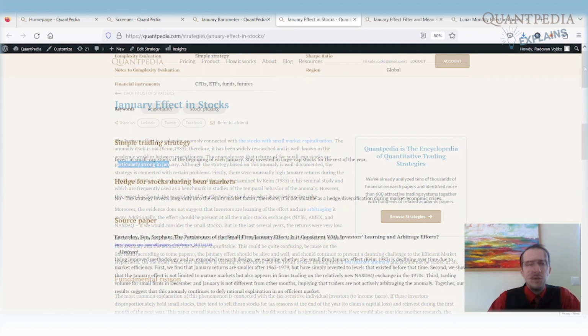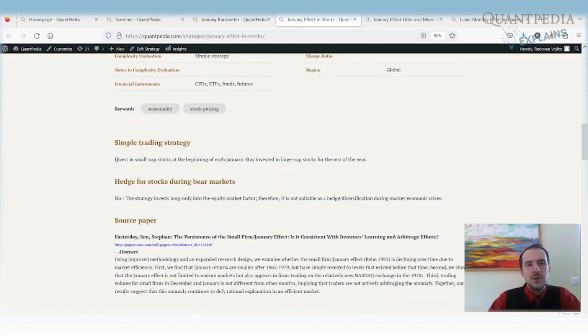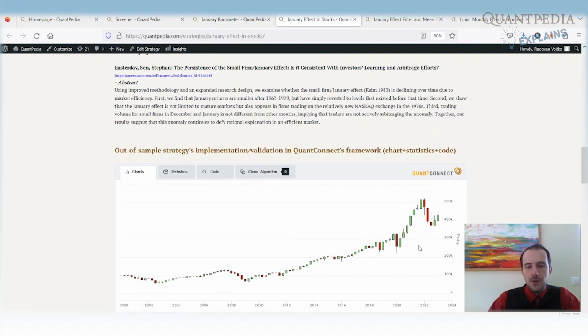So what is the trading strategy? The trading strategy can be very simple. We can invest in small cap stocks at the beginning of each January, and stay invested in large cap stocks during the rest of the year. That's a very simple trading strategy.